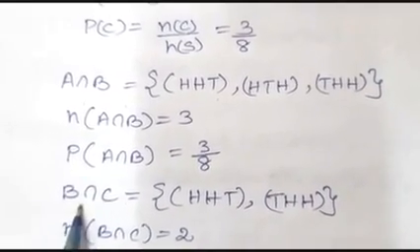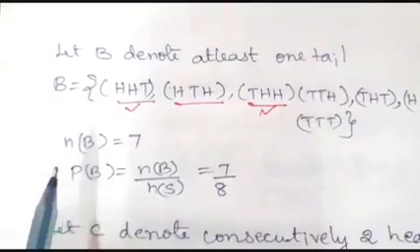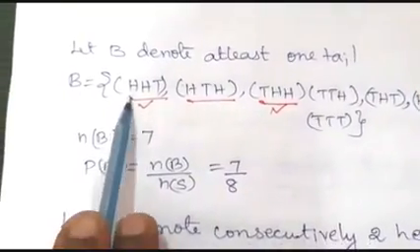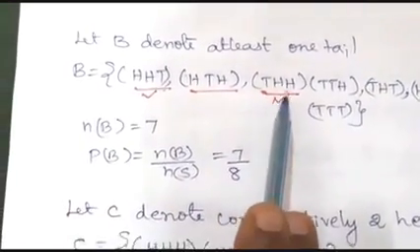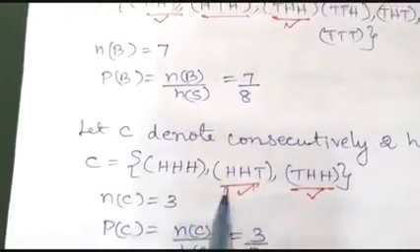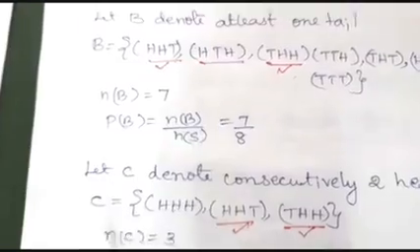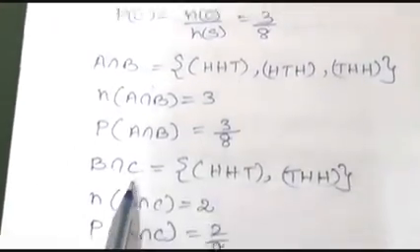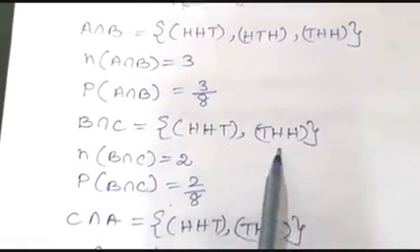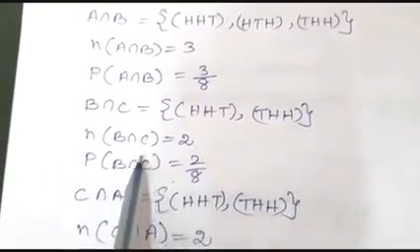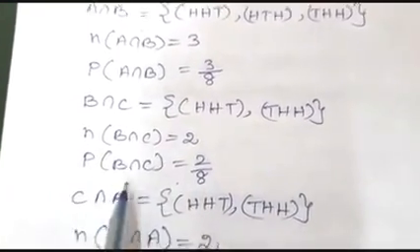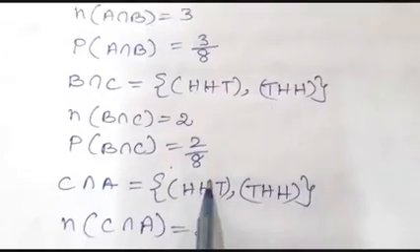Here B intersection C. In B, HHT and THH. In C, HHT and THH. These are the 2 elements common in B and C. That is B intersection C is {HHT, THH}. So n of B intersection C is 2. P of B intersection C is equal to 2 by 8.